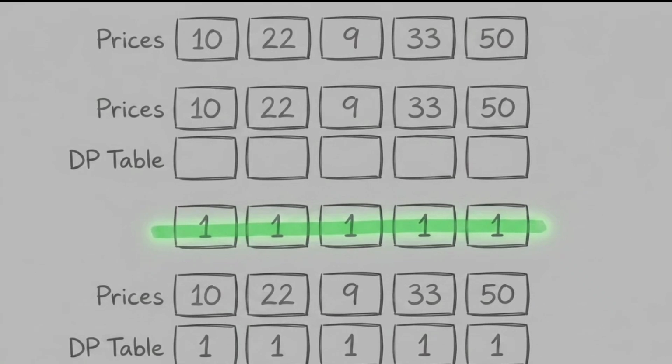We will deconstruct this algorithm using a controlled sample of 5 stock prices: 10, 22, 9, 33, and 50. To store our results, we set up a dynamic programming table directly beneath our data. Each slot in this memory bank will track the length of the longest possible trend ending exactly at that specific price. We populate every slot in the table with the number 1 as our absolute baseline.